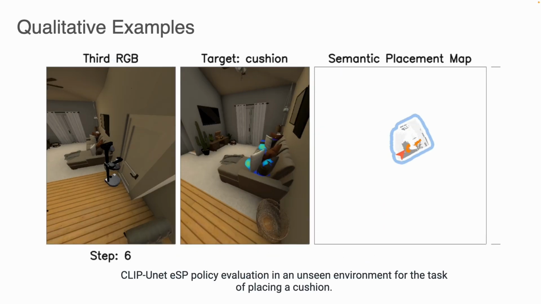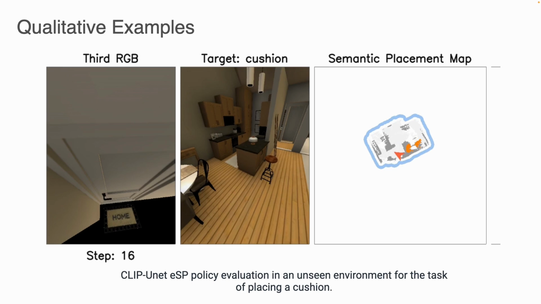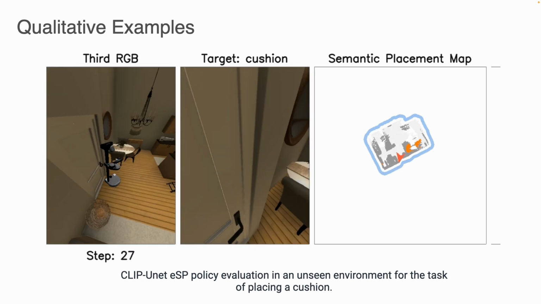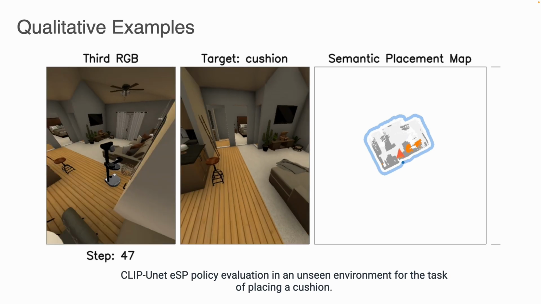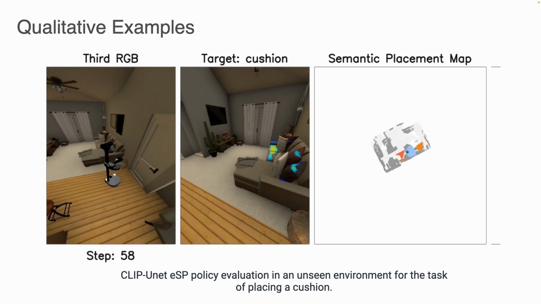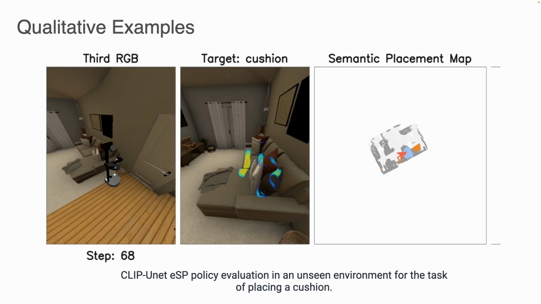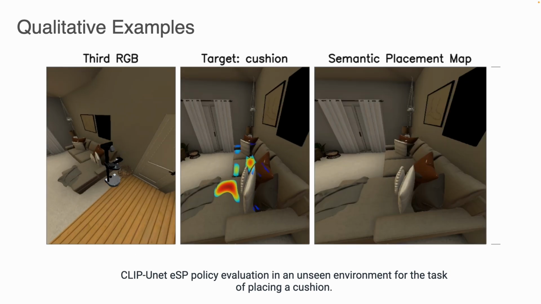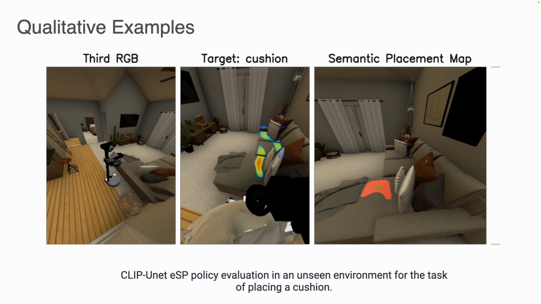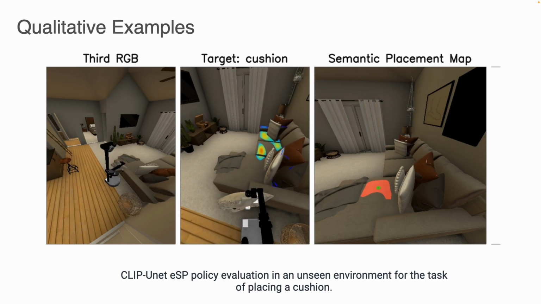Here's a qualitative example of the agent placing a cushion in the living room. The video shows the third person observation of the agent followed by SP masks and the SP affordance map being built online. As you can see, the agent successfully navigates to a couch solely using SP masks and samples a placement location next to the armrest in front of other cushions.